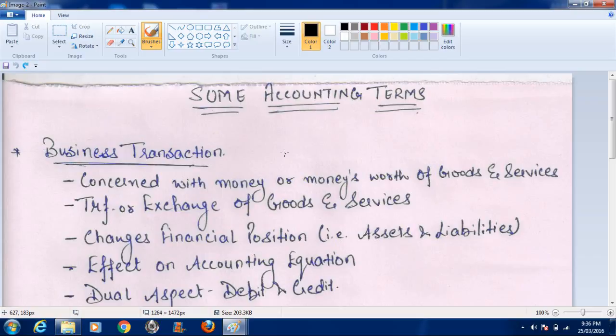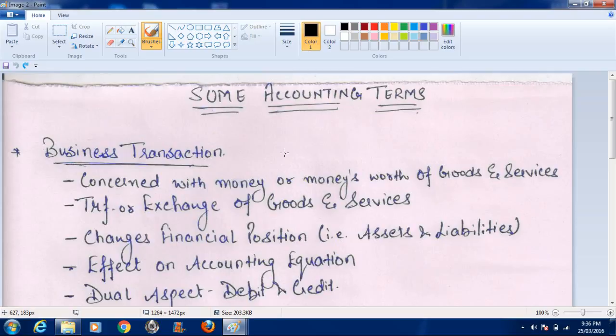Good morning, everyone. Last time I discussed with you some basics of accounting, like the accounting definition, financial and non-financial transactions, and accounting period. Now we have some other important accounting terms that are to be kept in mind.